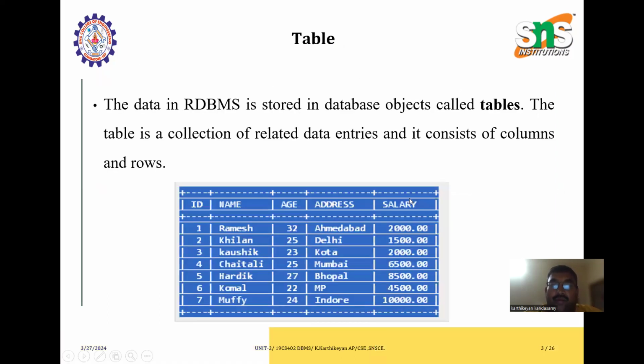So this is a table. We have 4 to 5 categories. First one is ID, name, age, address, and salary. So the data in an RDBMS is stored in database objects called tables. A database object means each and every column, based on ID number, name, age, address, and salary. The table is a collection of related data entries consisting of columns and rows. Okay, we go for the next one.